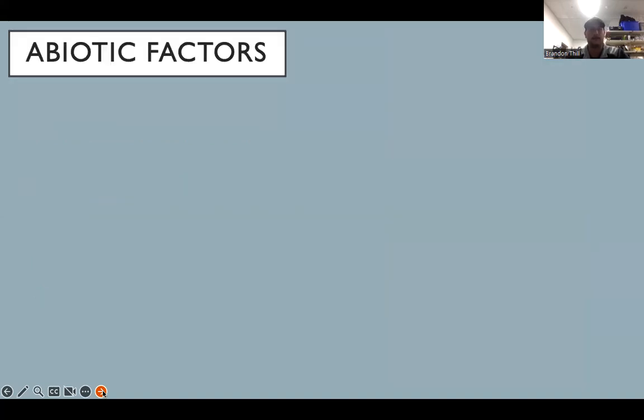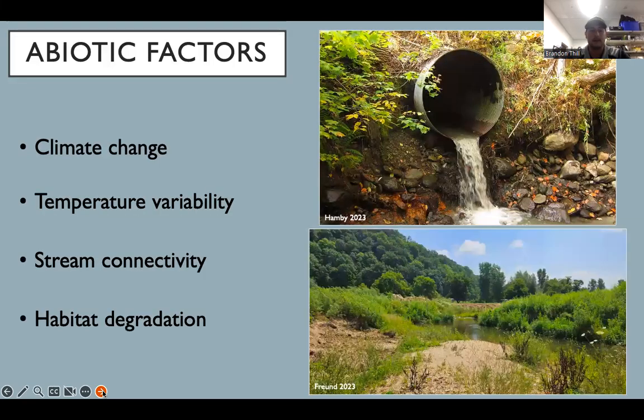Back to those abiotic factors, we got things like climate change, temperature variability, stream connectivity, and habitat degradation. Now, each of these things are very important in themselves, but when paired together, can really amplify the effects on a stream and the inhabitants within it. So as our climate begins to change and our temperatures become more variable, our stream temperatures are going to rise. And as they rise, they might start to approach or pass those preferences and limits that I had mentioned, therefore causing stress on the brook trout.